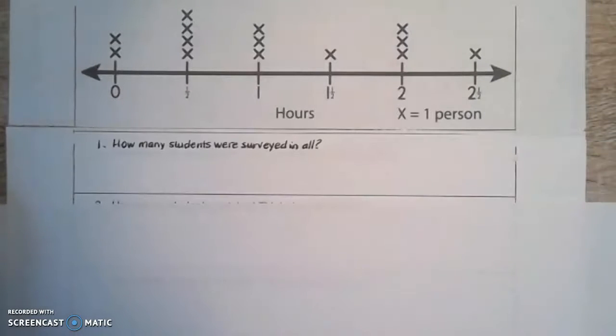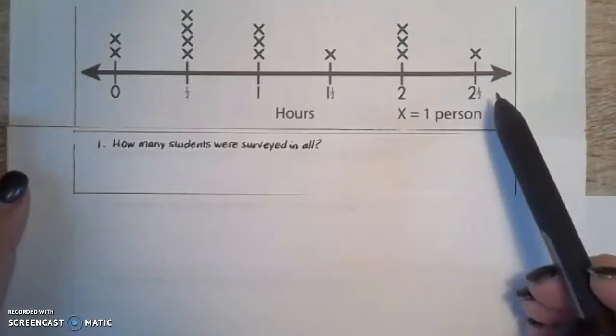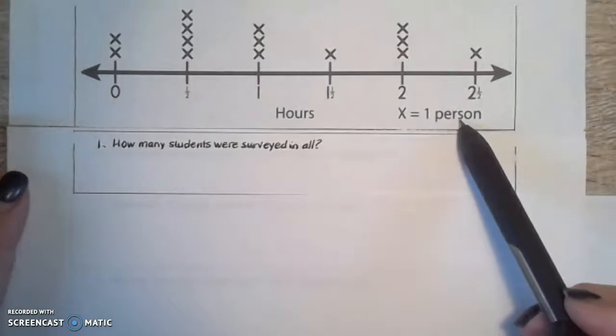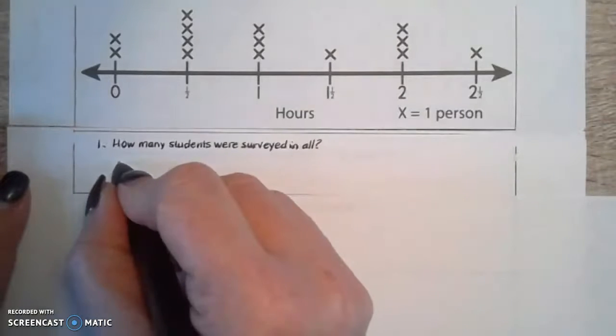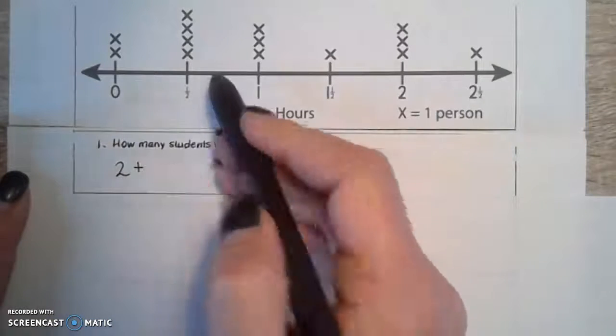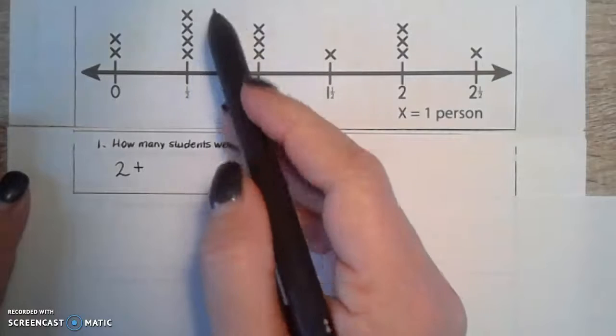First question. How many students were surveyed in all? Okay, so I remember when I looked at the graph, X stands for one person. So if I look above the 0, that's 2 students that were surveyed. Above a half, 1, 2, 3, 4.